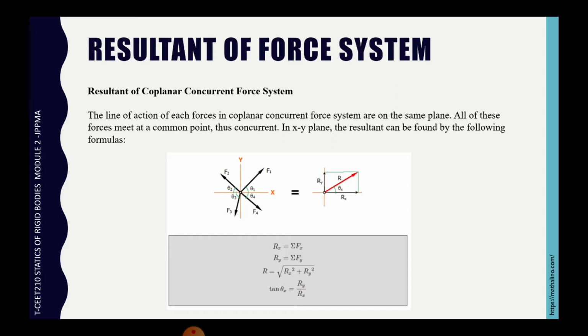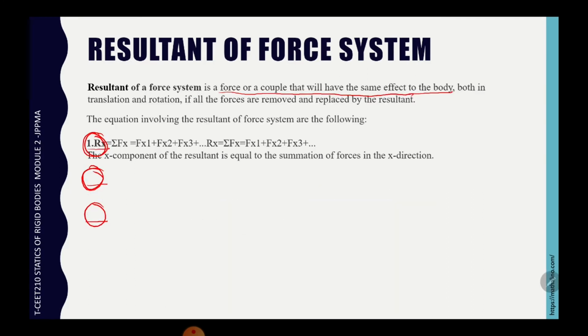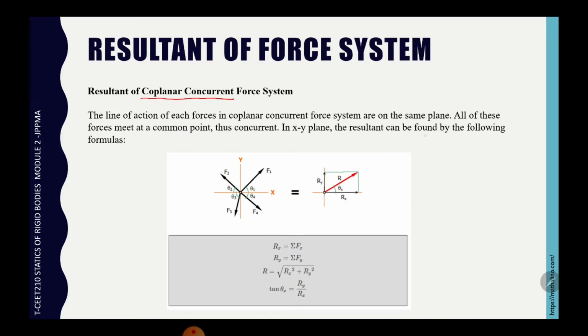For the resultant of force system, first one is coplanar concurrent force system. The line of action of each forces in coplanar concurrent force system are on the same plane. All of these forces meet at a common point, thus concurrent in x and y plane. The resultant can be found by the following formulas.